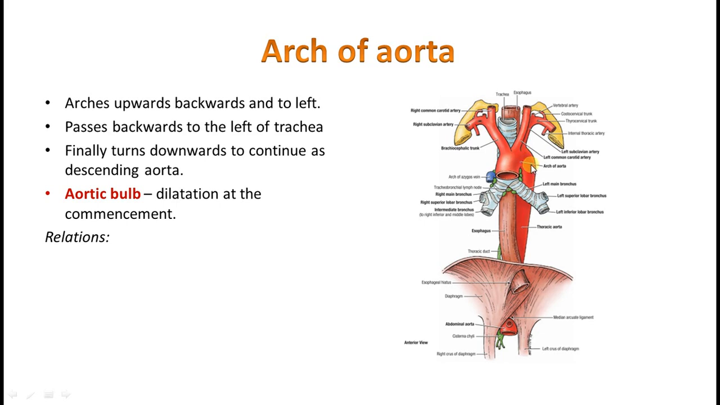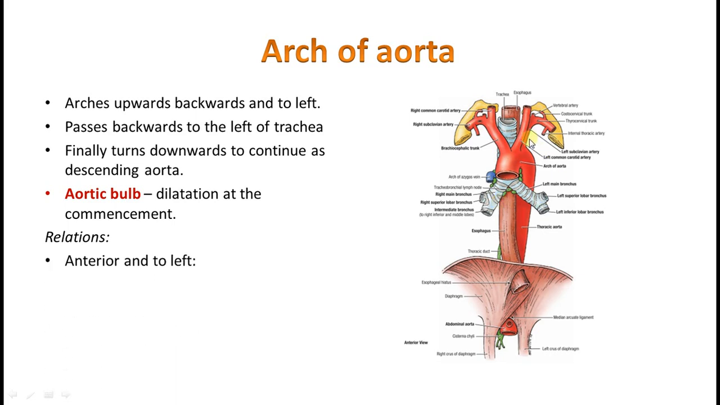So the relations of the arch of aorta, you can divide them, since it is somewhat obliquely oriented. First it runs upwards, backwards and towards the left side, and then upwards, then backwards and finally downwards. The relations are anteriorly and towards the left, and posteriorly and towards the right. So that is how the structures are disposed.